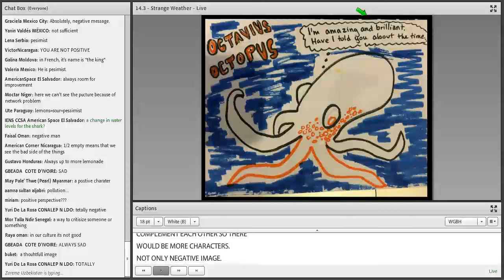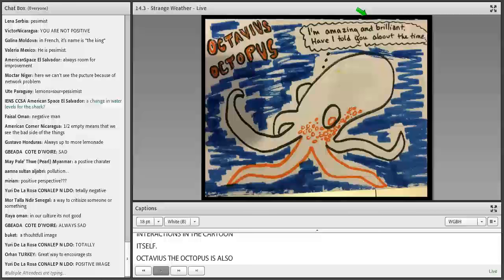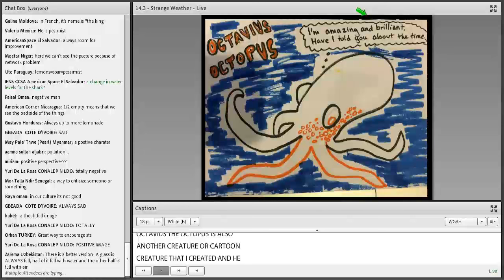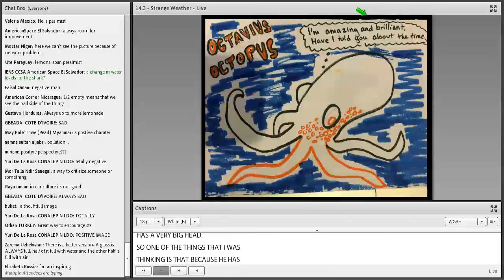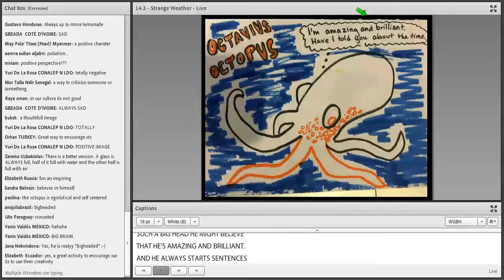Octavius the octopus is also another cartoon creature that I created, and he has a very big head. So one of the things that I was thinking is that because he has such a big head, he might believe that he's amazing and brilliant. And he always starts sentences with, "Have I told you about the time?" And so he goes into a long story about something that he's done.